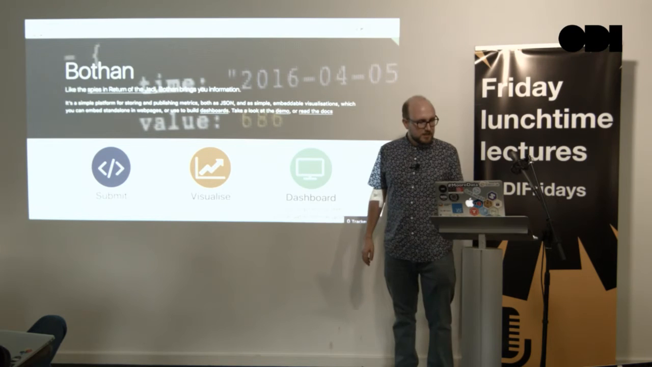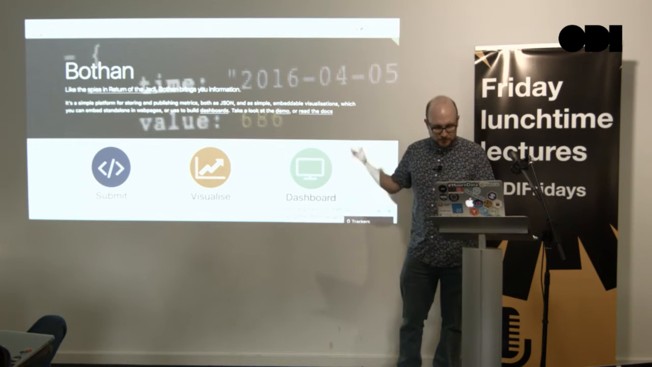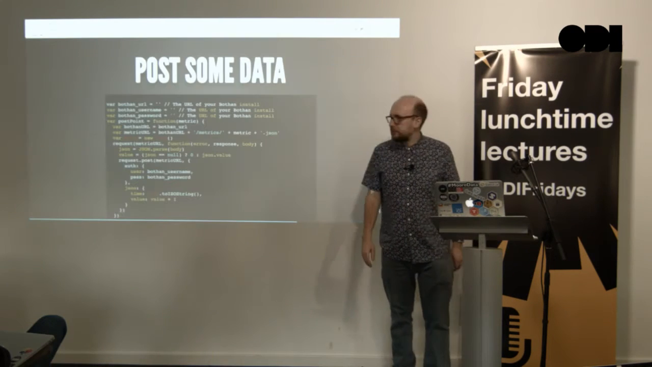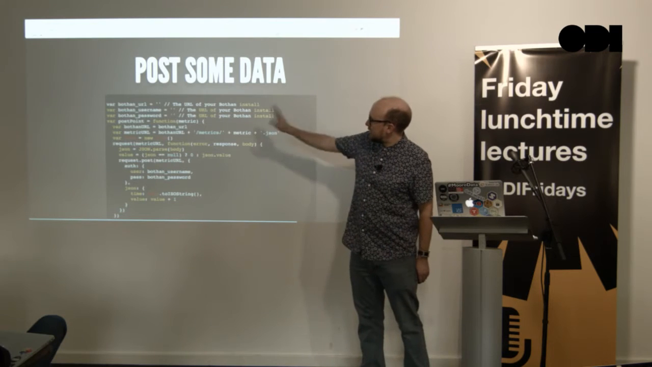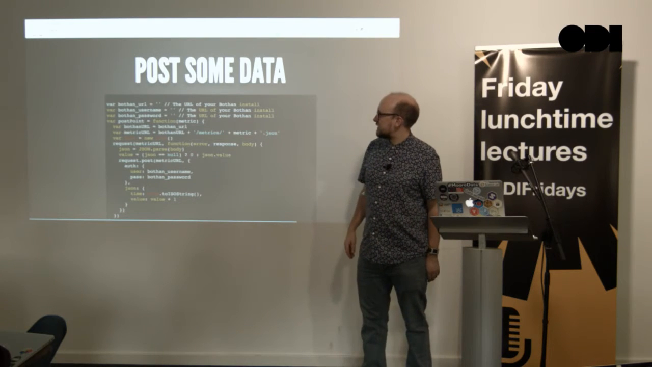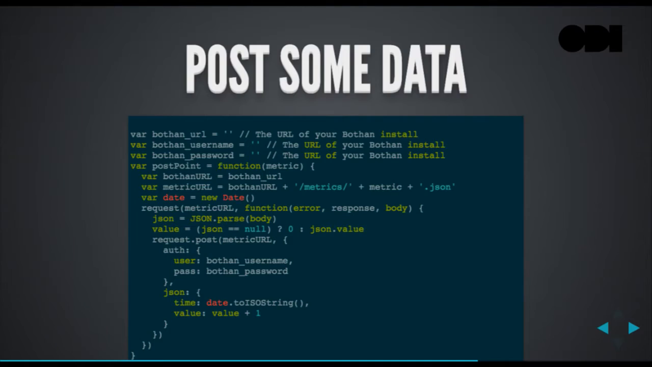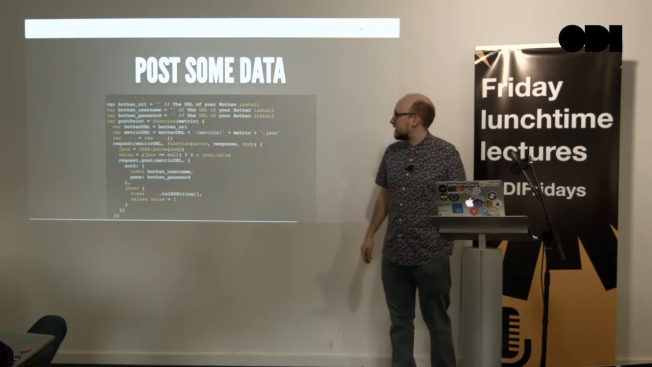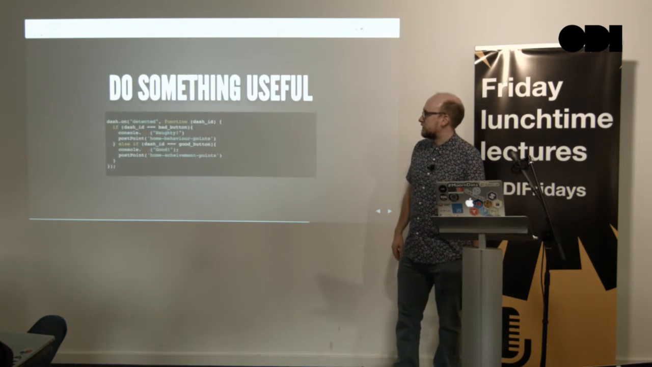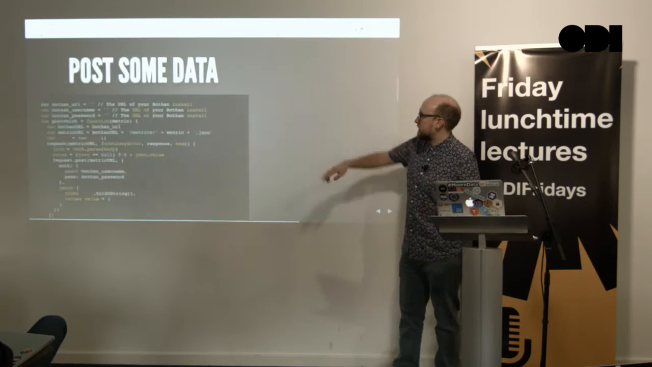So the next step was getting into Boffin. So I wrote another method here, a JS method that basically just creates, I won't go into too much detail, but that just creates a metric or updates a metric in Boffin. So it's just a case of putting those together. That method was called postPoint.